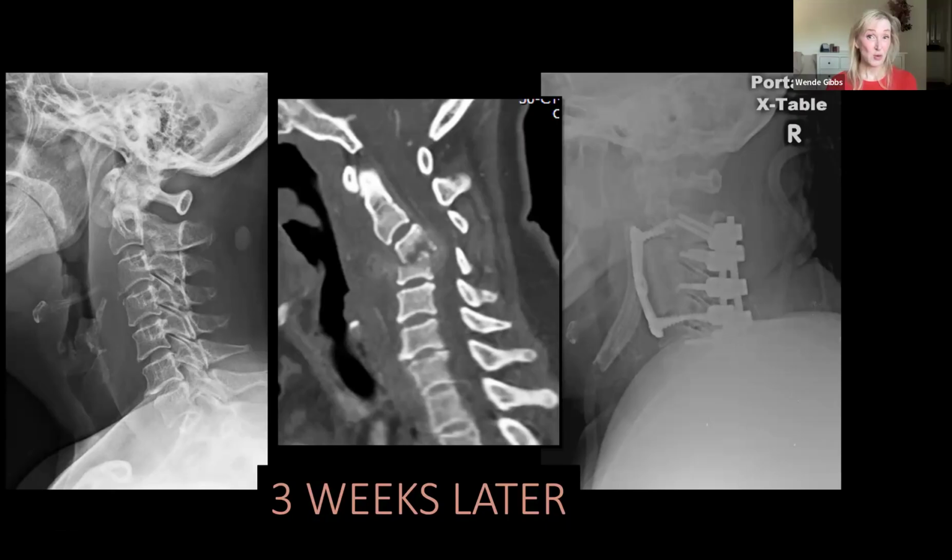And so whatever they did here is exactly what I would have done. I showed a case like this last week, similar at C3, C4. I would have done exactly this. Come from the front, put them in traction, two-level vertebrectomy, and then back them up. So this is a beautiful construct.